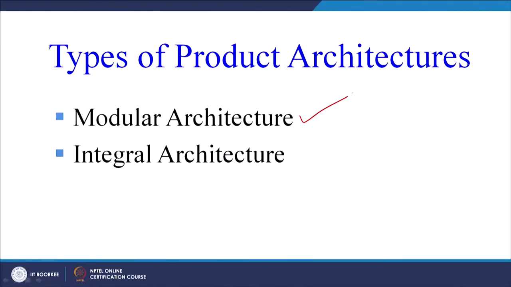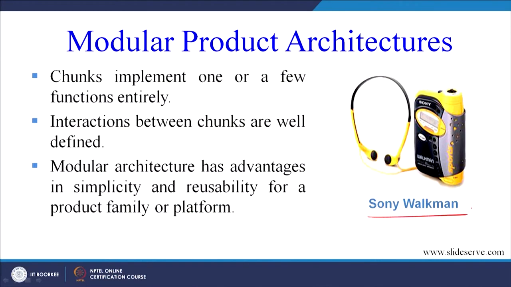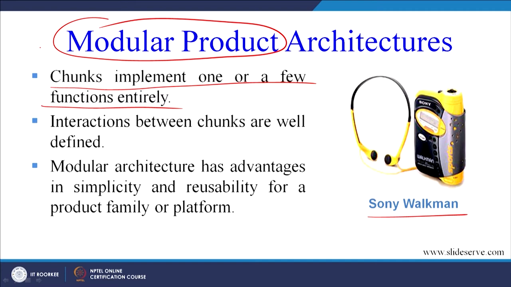Now, different types of product architectures are there: modular, which we will try to understand with the help of an example, and integral architecture. For the modular product architecture, you can see an example of the Sony Walkman. Chunks implement one or a few functions entirely. Interactions between the chunks are very well defined.